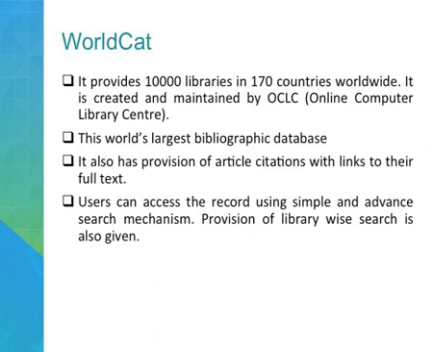As I already mentioned, WorldCat is the world's largest bibliographic database. It also has provision of article citations with links to their full text. Users can access the records using simple and advanced search mechanisms. Provision of library-wise search is also given, wherein you can actually search one individual library. So, that is a WorldCat overview, and I am sure now you have an understanding of what WorldCat is all about.